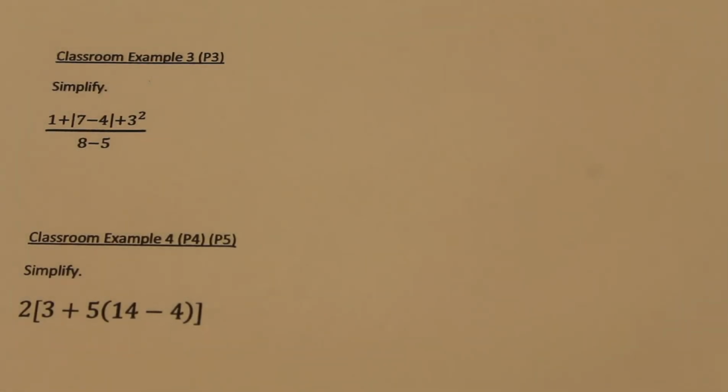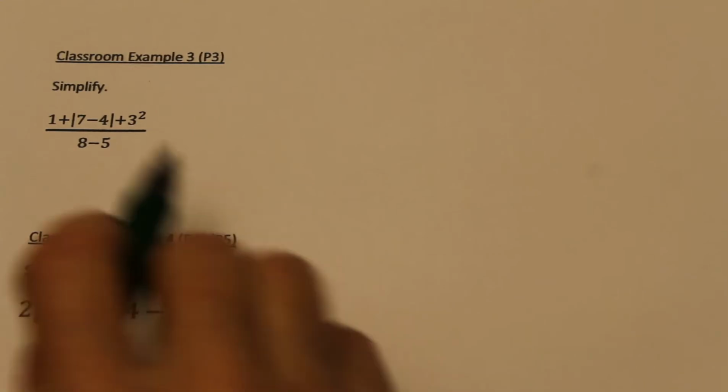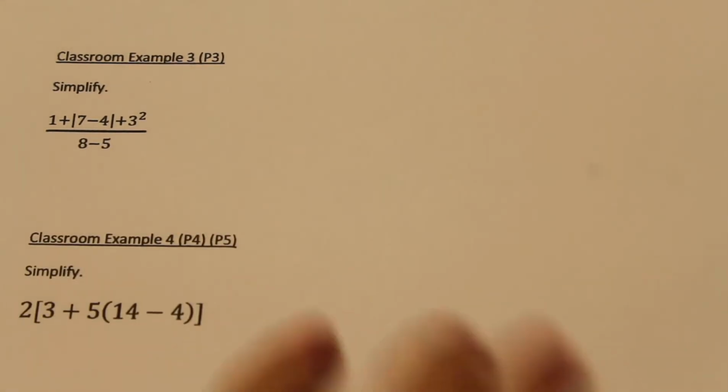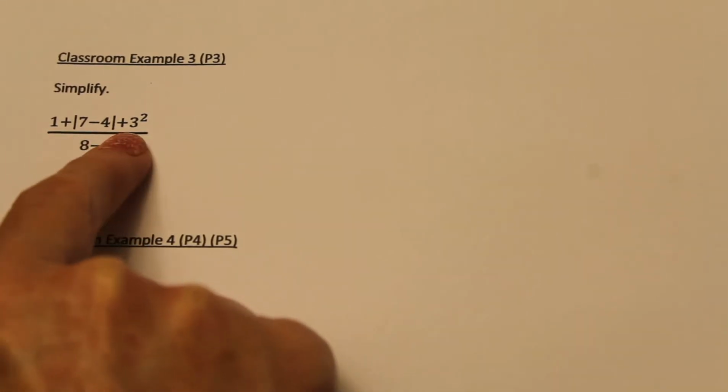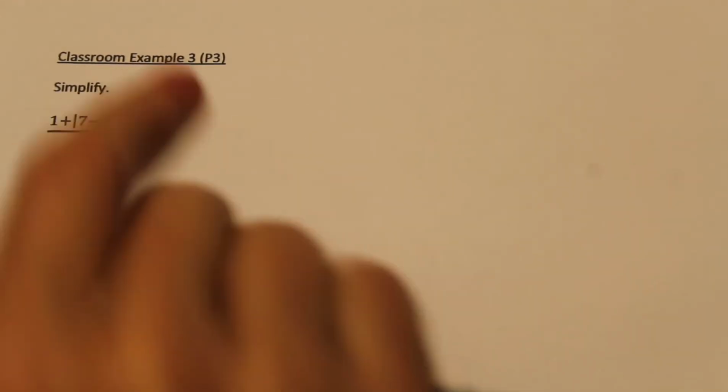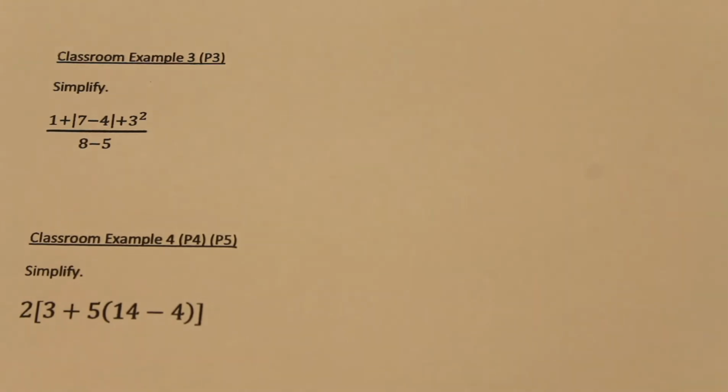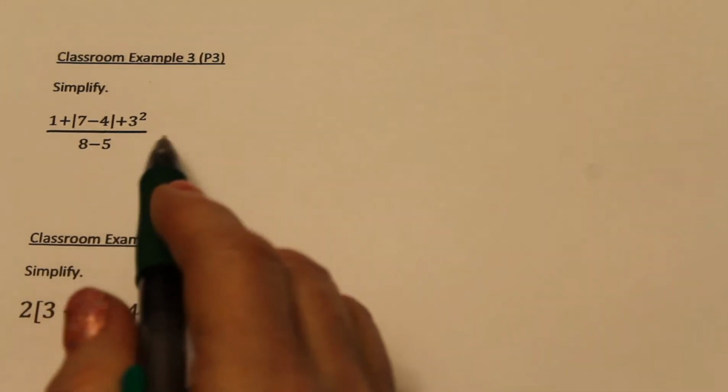So let's continue with order of operations. Parentheses, exponent, division, multiplication, addition, subtraction. As we look at this, this division bar is a natural separator or grouping symbol, meaning evaluate the numerator and then evaluate the denominator, and then you can simplify the final result.